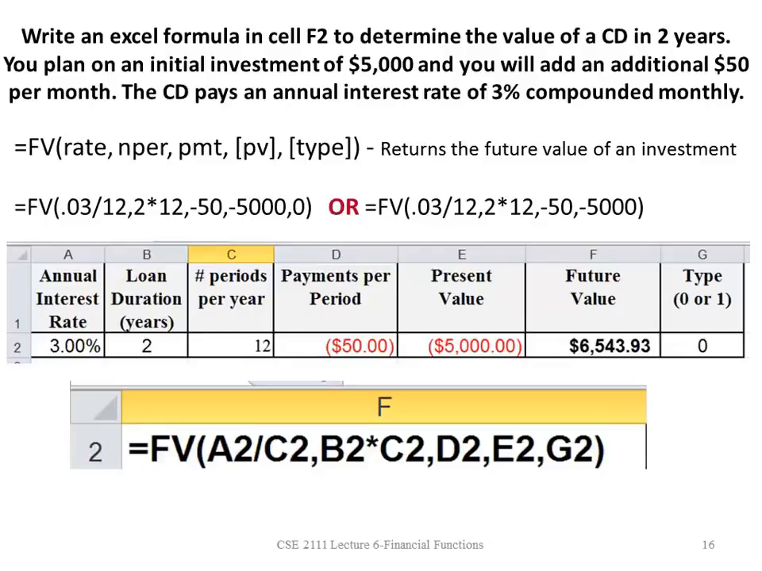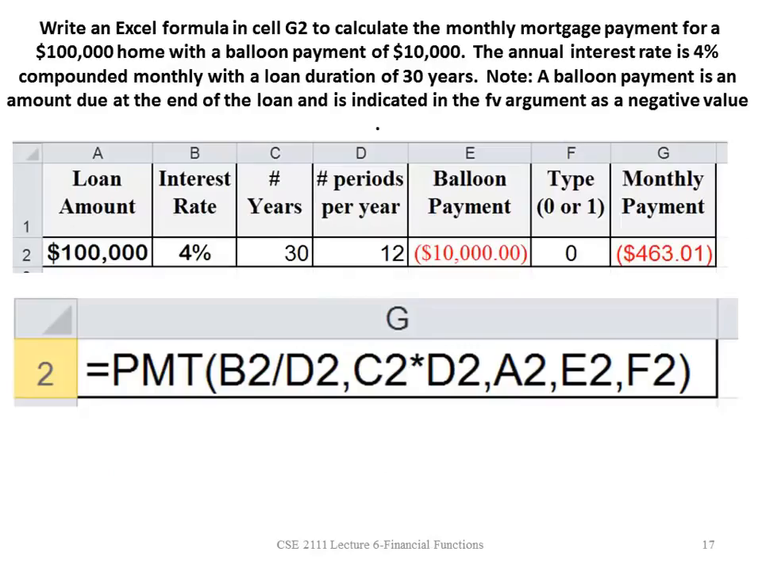You're going to put $50 into your CD every month, so it's negative 50. Your present value, you're putting in $5,000, so it's a negative 5,000, and the type is 0. And notice we have plugged in the values at the bottom, the arguments, and our answer in F2 is the future value of $6,543.93.